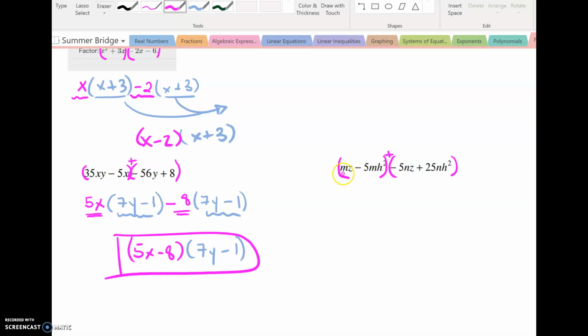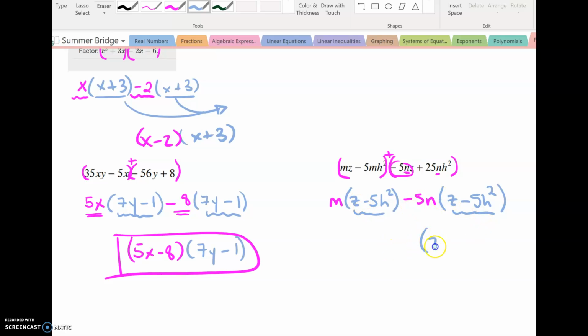So I'm going to notice here for my first group I can factor out m's, and that's pretty much all I can factor out. So what I have left is going to be z minus 5h squared. Okay, and then I'm going to factor out a negative 5n, because I have n's in both of these. So I'm going to have negative 5n, so minus 5n. And what I have left is going to end up being a positive z minus 5h squared, which, oh my goodness, that is exactly what I wanted.